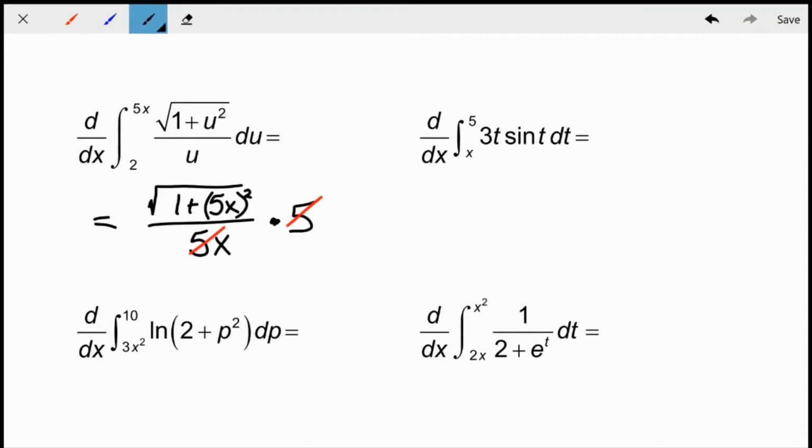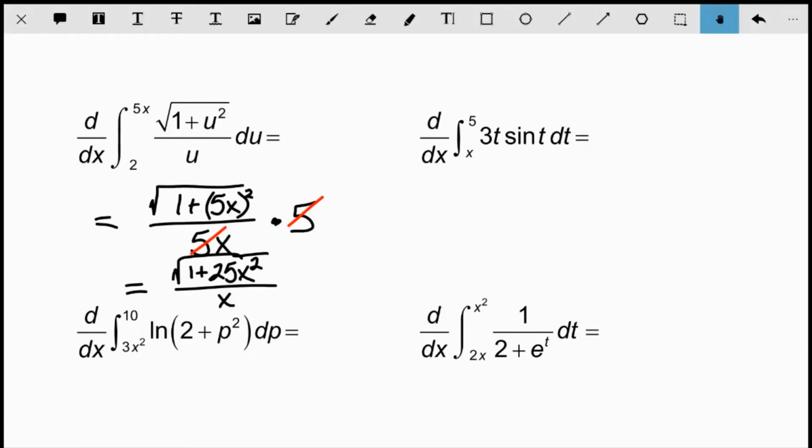These 5s will cancel out. And in the end, I've got the square root of 1 plus 25x squared all over x. Okay, so not that difficult to do.